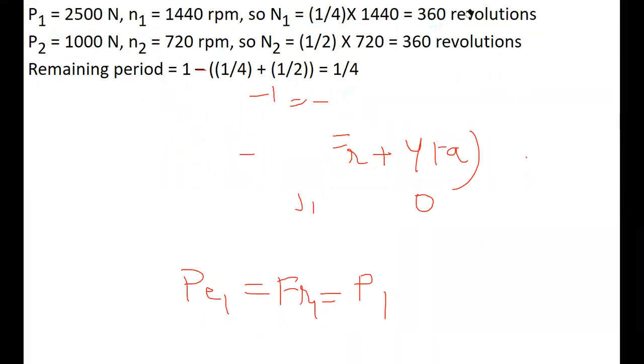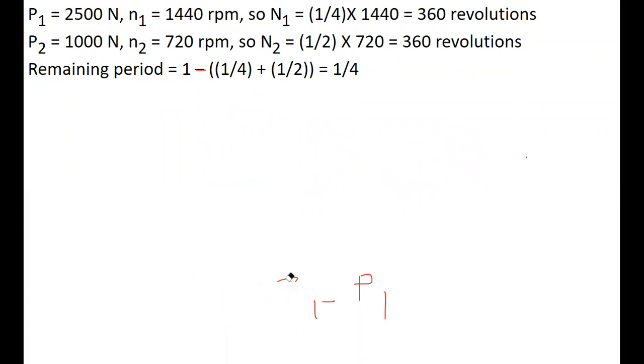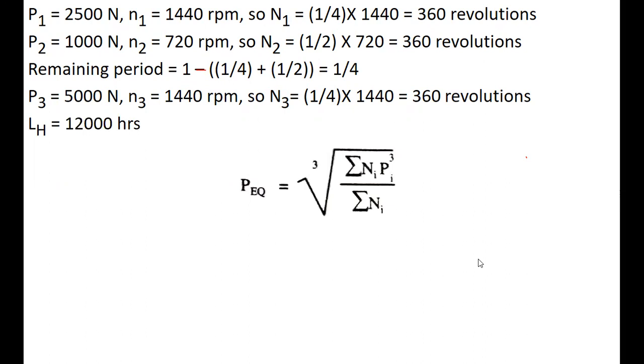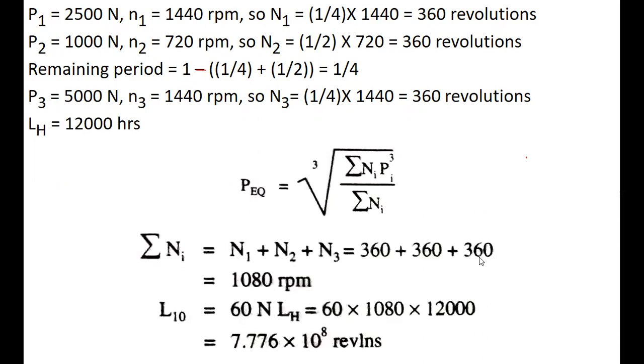So just like P1, P2, and capital N1, capital N2, we can find out PE3 and N3. So P3 is 5,000 Newton, N3 is 1440 RPM. So capital N3 will be 360 revolutions. Life in hours is given. We are going to use this same formula, right?